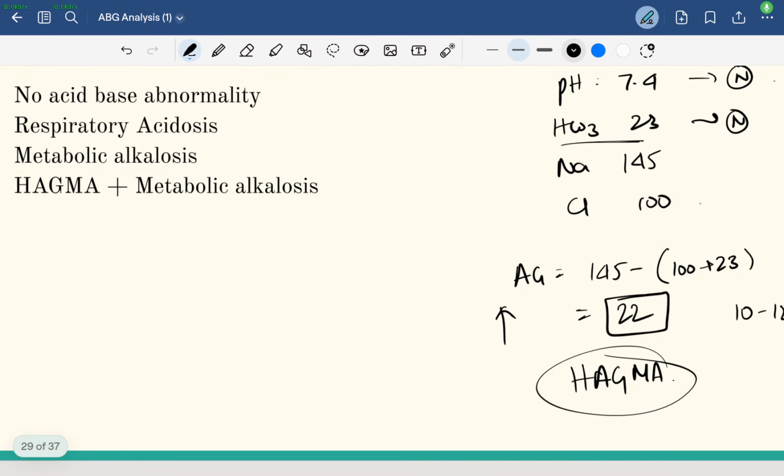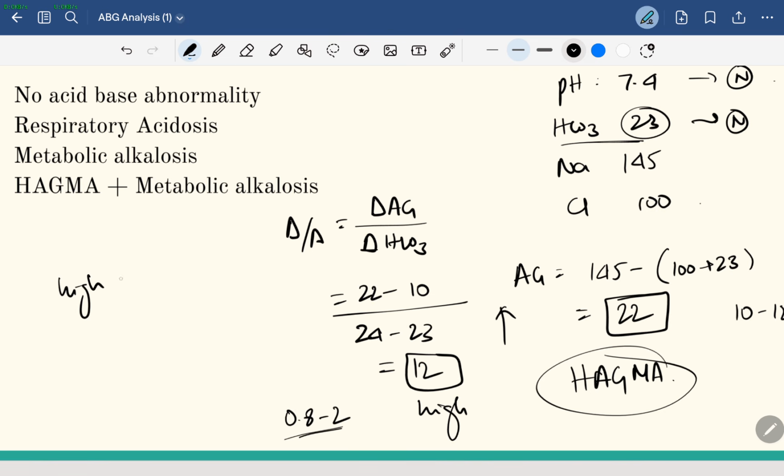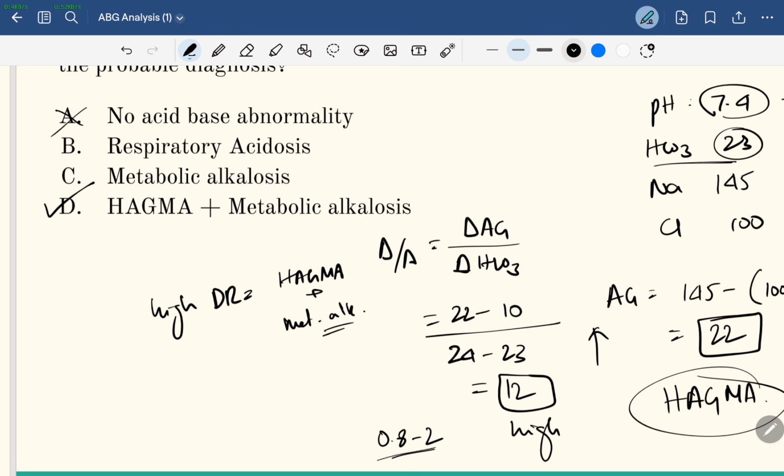So the next step after determining the fact that there is a HAGMA is to look at the delta ratio, which is delta AG by delta bicarb. Now the delta anion gap, we know the anion gap is 22 and the normal is around 10. And the normal bicarb is 24, so 24 minus 23 in this question. That yields a delta ratio of 12, which is high. Consider that the normal is 0.8 to 2. And we know that high delta ratio is HAGMA plus metabolic alkalosis. And that would actually explain why the pH is normal and the bicarb is within normal limits. So here the answer is not A, but in fact D.